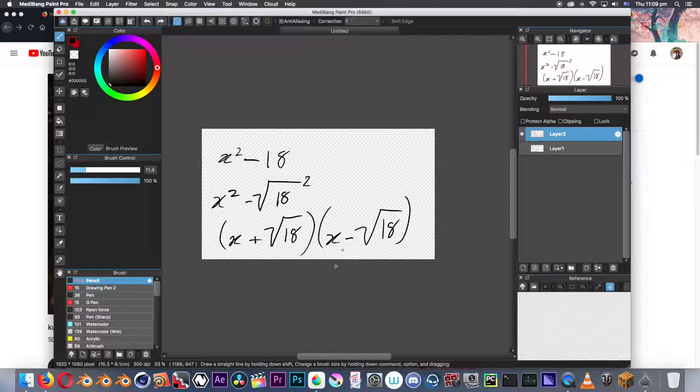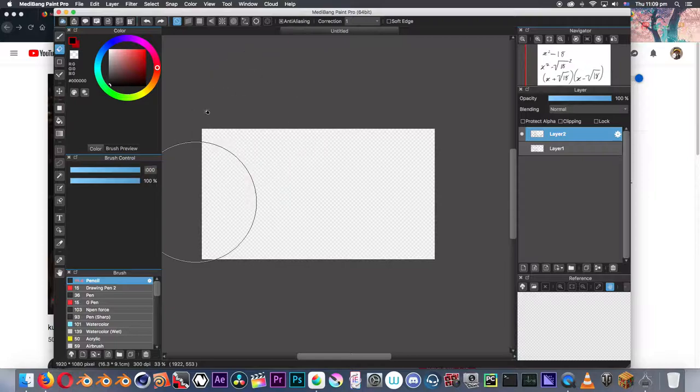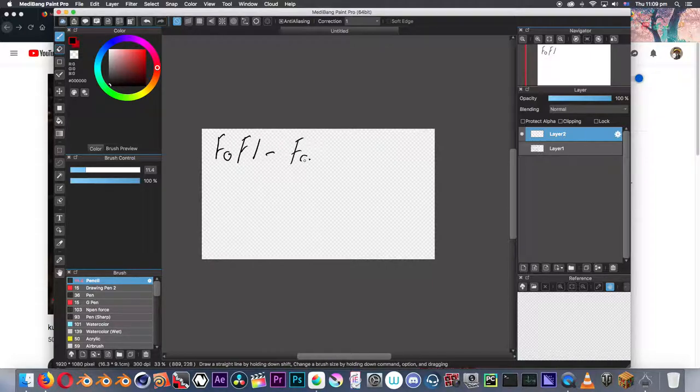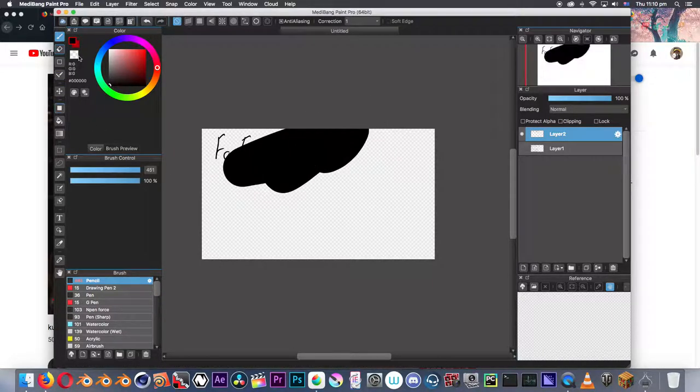Alright, let's go do another one. Gotta get my razor. Let's do the cross method, or factor first term, factor last term. Oopsie daisy. So this is a really good shorthand method of factorizing. Let me get an example. Let me reuse the title.